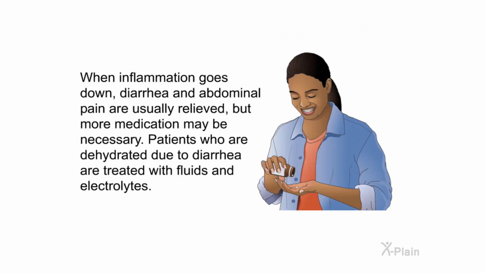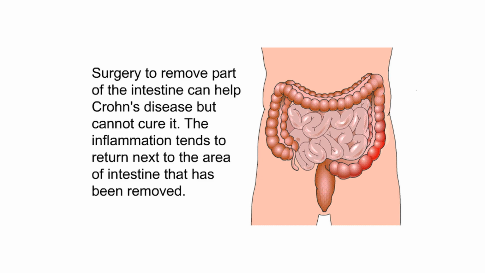When inflammation goes down, diarrhea and abdominal pain are usually relieved, but more medication may be necessary. Patients who are dehydrated due to diarrhea are treated with fluids and electrolytes. Surgery to remove part of the intestine can help Crohn's disease but cannot cure it. The inflammation tends to return next to the area of intestine that has been removed.